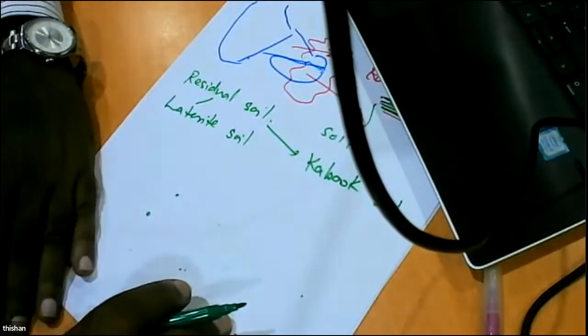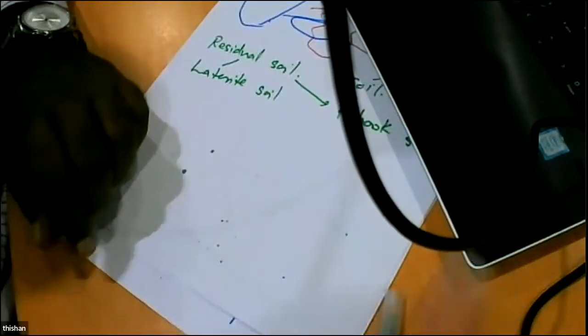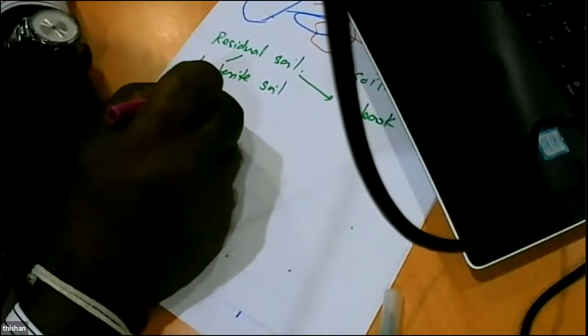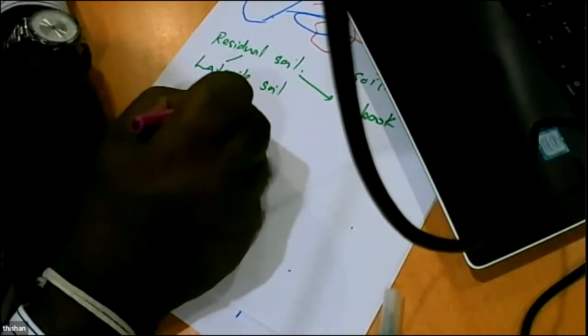Now, what is the feature of this cambuc soil? Cambuc soil or laterite soil, they are all very strong soils. And if you look at the composition of soil, you can get about 30% fines. And these fines will have clay.